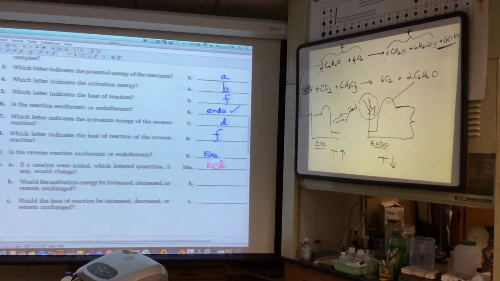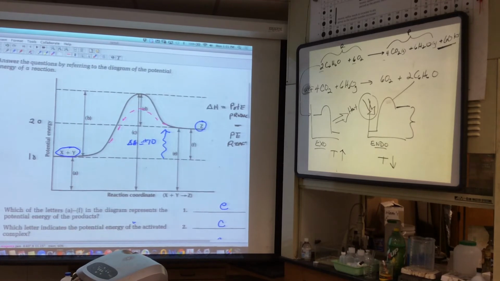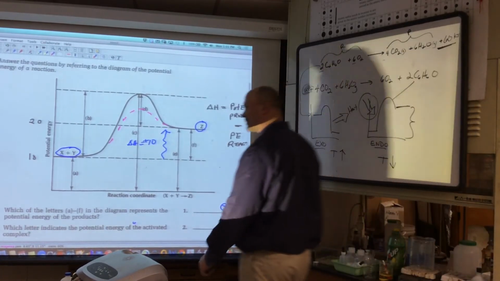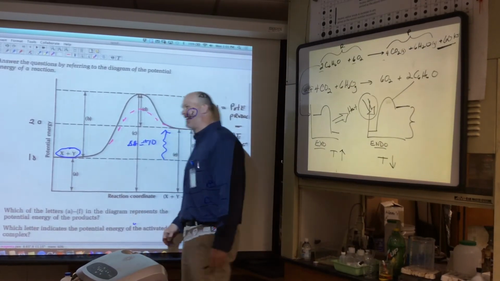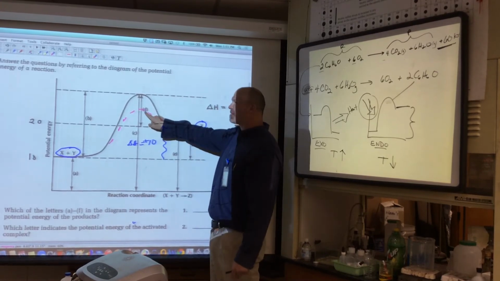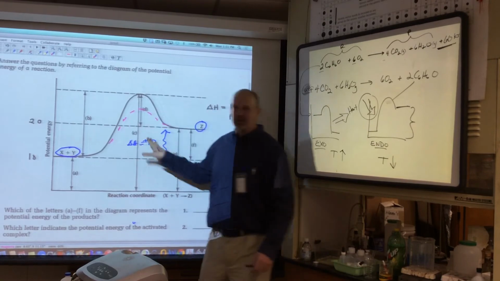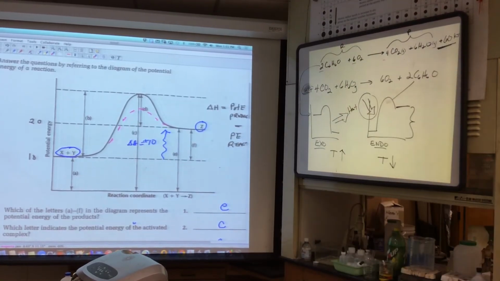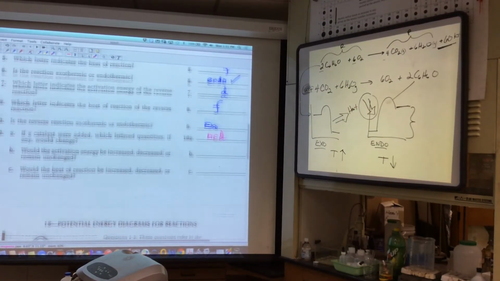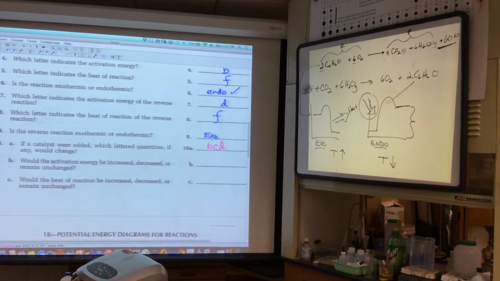Would the activation energy be increased, decreased, or remain unchanged? So if I was to medicate this. All right. Now, if there was a catalyst added, what happens to the activation energy? They decrease. Decrease. Go down.